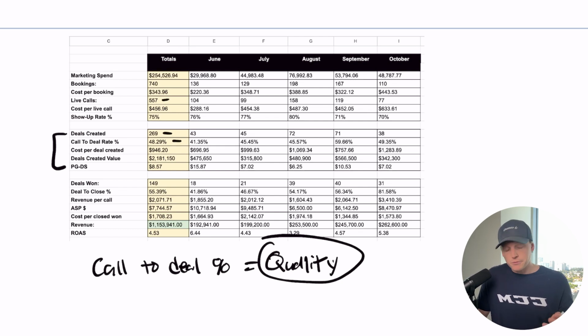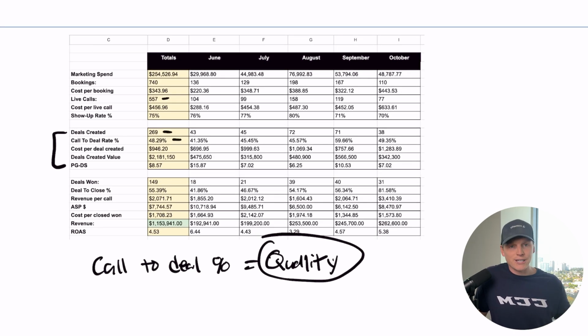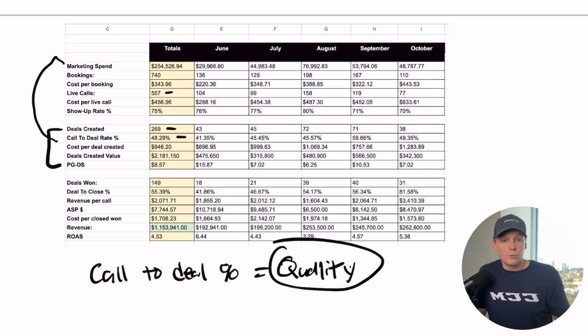And the reason is because the sales team is not going to open a deal unless the person is qualified. Does the pricing match? Do they have the financial resources to buy your product? Is there urgency? Are they going to wait till next year to buy, or are they going to buy in the next 2 weeks or even today? So this is how you measure if the people coming to the calls are qualified. And that actually ties back, guys, to your marketing spend. So you can kind of see how this ties into how many deals they're opening, which ties into the call to deal rate.